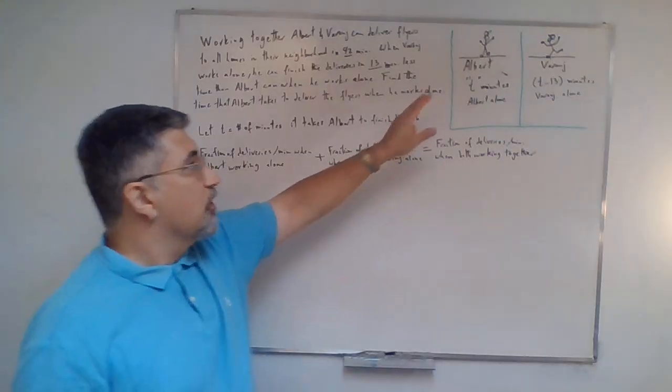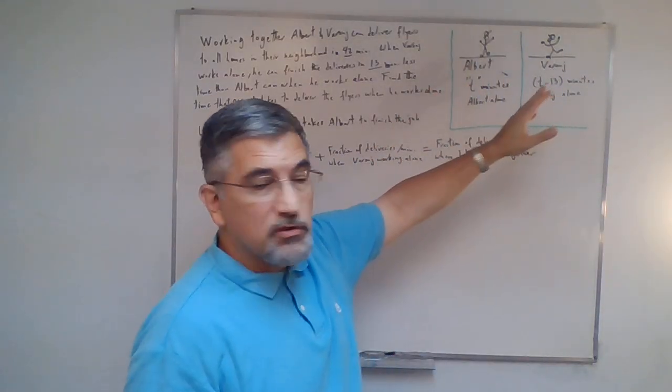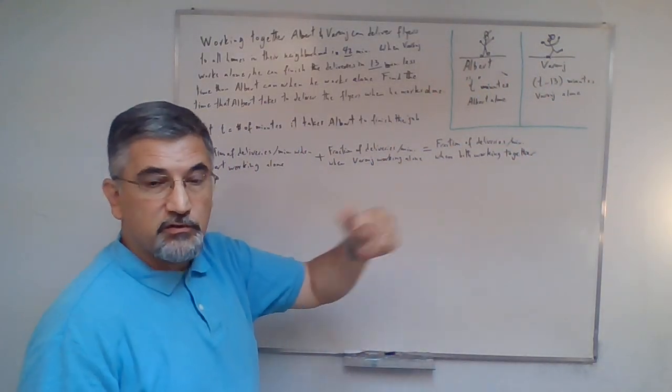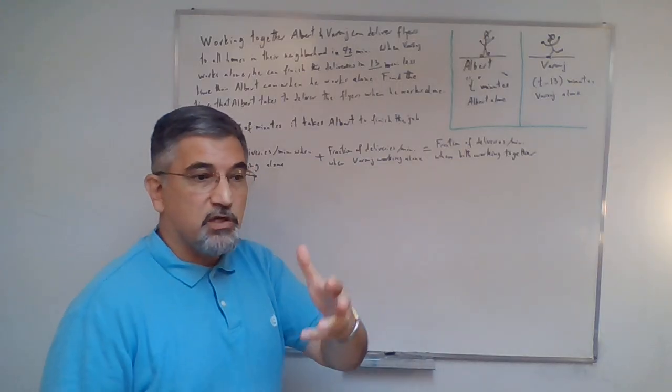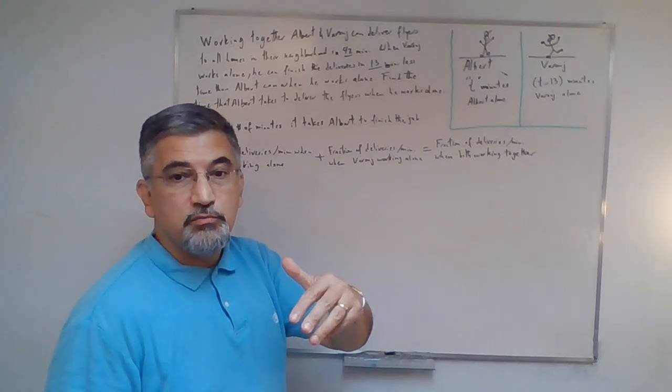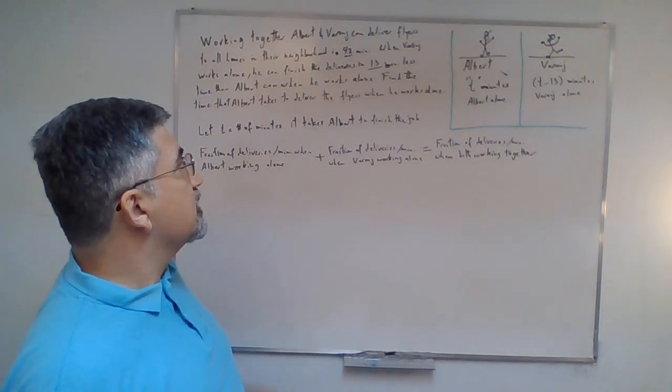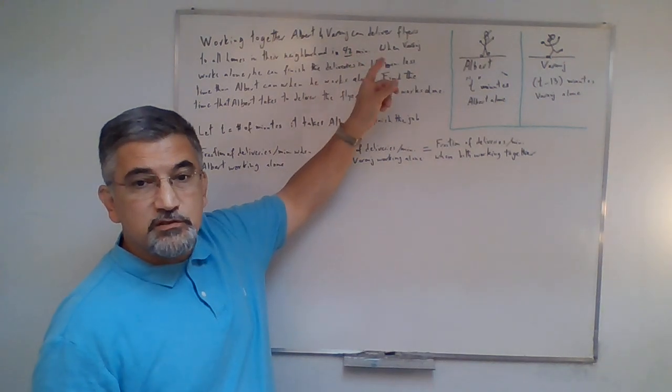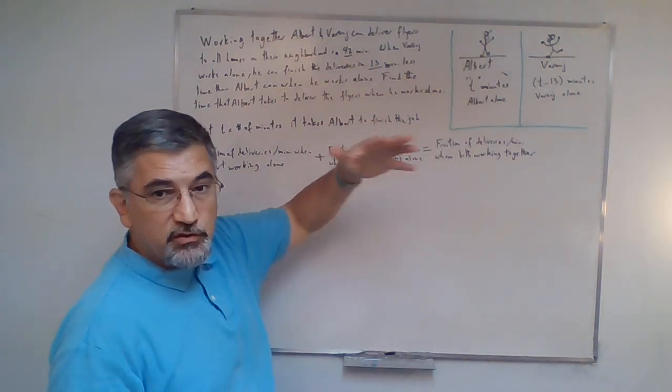So these are two fellows, Albert and Varouche. They work together, they help one another. Of course, one may be a slow worker, one could be a faster worker, but together it takes them 42 minutes to deliver all the flyers in their neighborhood.